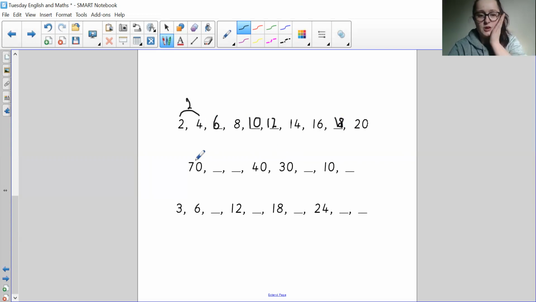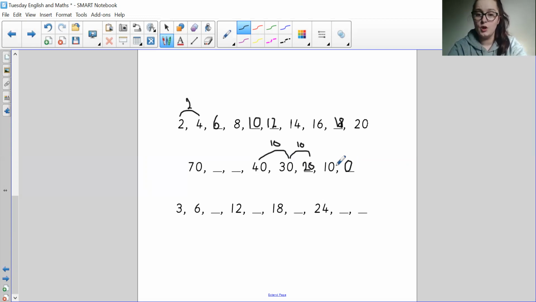Let's try the next one. So 70, oh, this one's tricky, isn't it? 70, 40, 30, 10. Well, I know if I look at this one here, I know that there's a difference of 10, okay? So let's try and work these out first. So 40, 30, and if I'm doing another jump of 10, it looks like I'm subtracting 10, doesn't it? What's 30 subtract 10? 20. This is making much more sense now. So 40, 30, 20, 10, and subtract another 10, it will be 0.